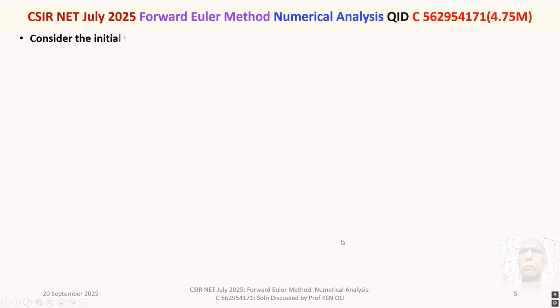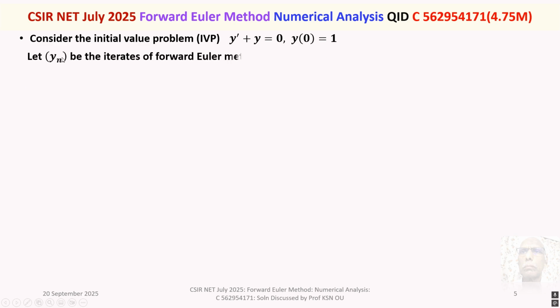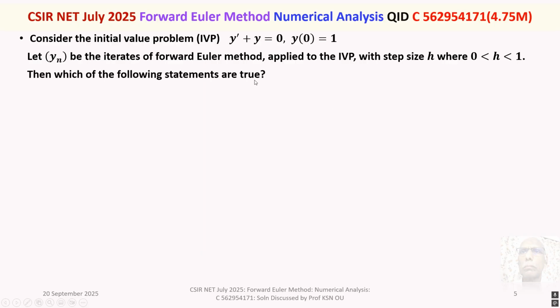The given question is: consider the initial value problem, IVP for short, y prime plus y is equal to 0. The initial condition y at 0 is 1. Let the sequence yn be the sequence of iterates of Forward Euler method applied to this initial value problem with step size h, where 0 less than h less than 1. Then which of the following statements are true?